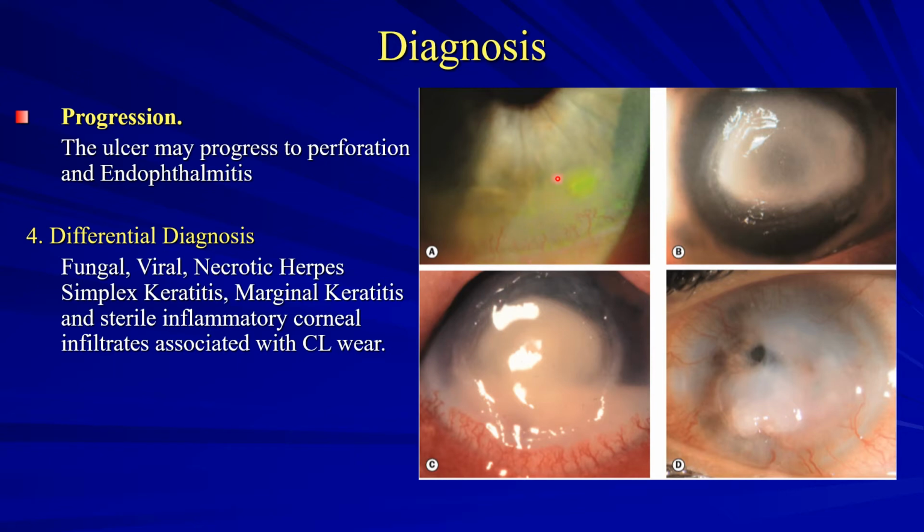Now here you can see there is a small ulcer over there. It can progress to a large ulceration with infiltration, and it may progress to an even larger one and may have a melting of the cornea, which can lead to hypopyon formation, which can progress to a perforation and melting of the cornea with endophthalmitis.